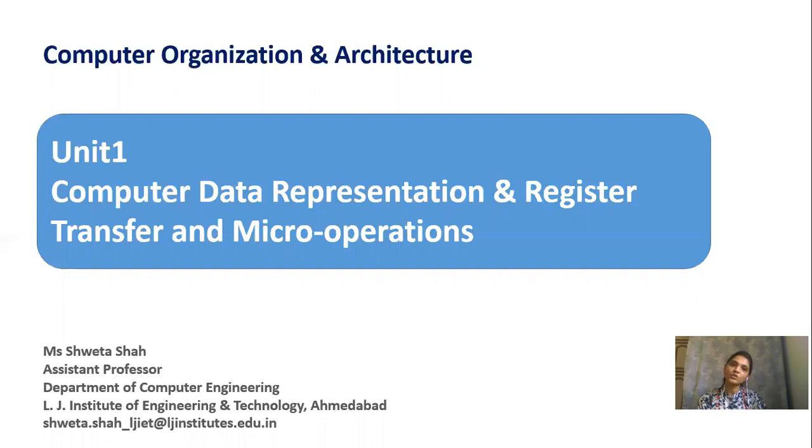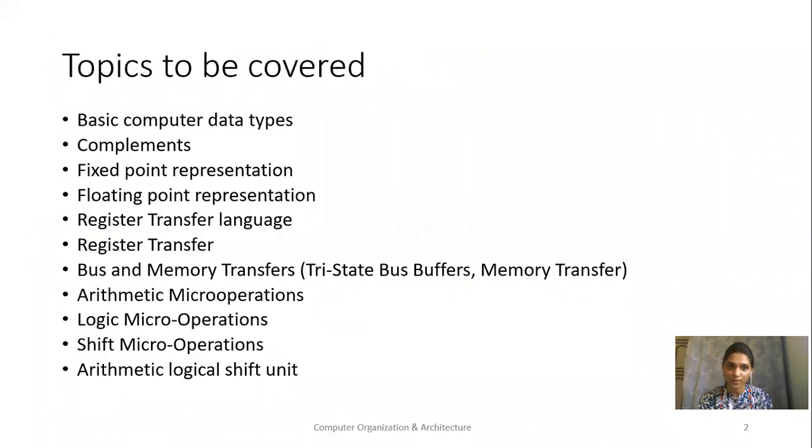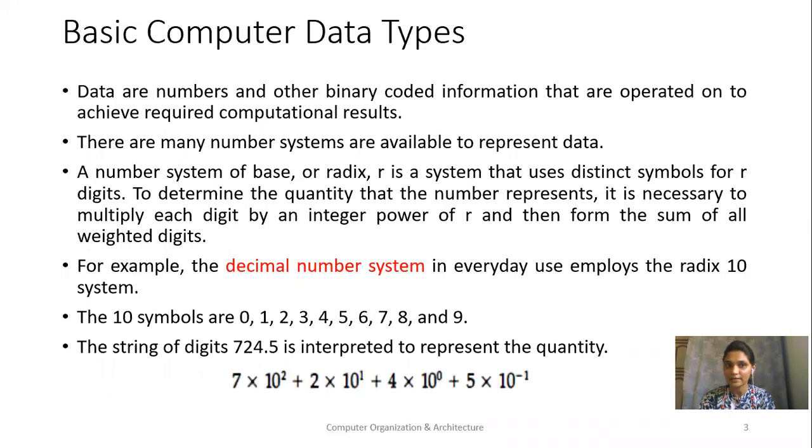We are starting with Unit 1, that is Computer Data Representation and Register Transfer and Microoperation. In this unit, we are going to cover these topics like basic computer data types, complements, fixed point representation, floating point representation, register transfer language, register transfer, bus and memory transfer, arithmetic microoperations, logical microoperations, shift microoperations, and arithmetic and logical shift unit. Okay, let me start with our first topic, that is basic computer data types.